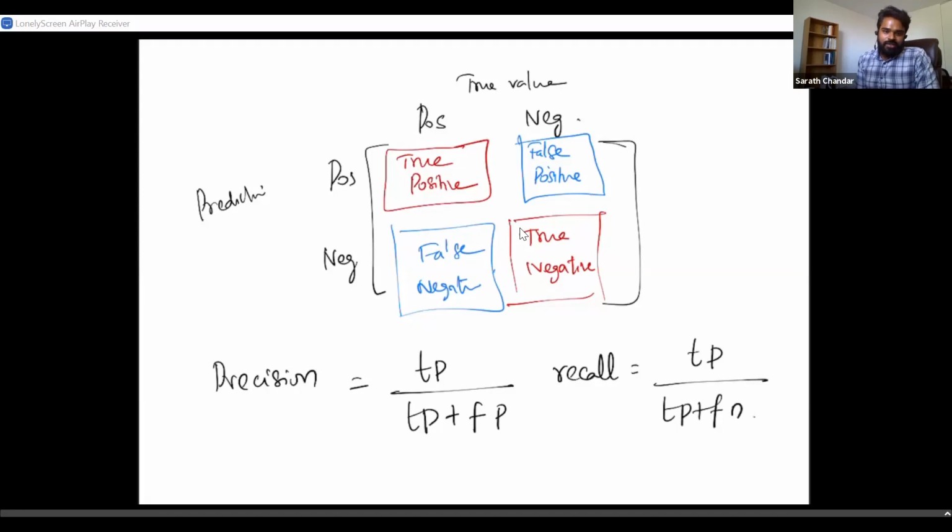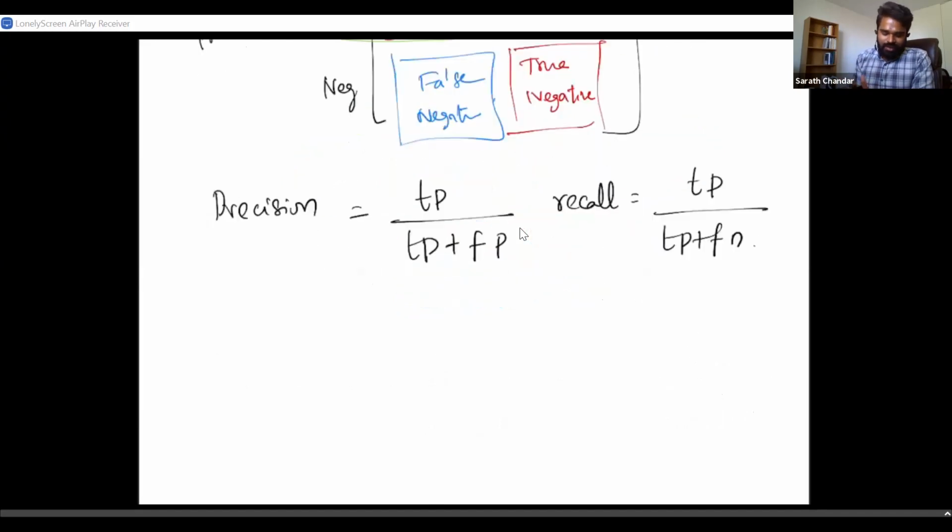Now, what is true positive plus false positive? Let me try to use a different color. It is basically this entry, right? So this first row is all the positive predictions that this model has made. So in the cancer example, the denominator is the total number of cancer patients that the model identified, and the numerator tells us how many of them actually had cancer.